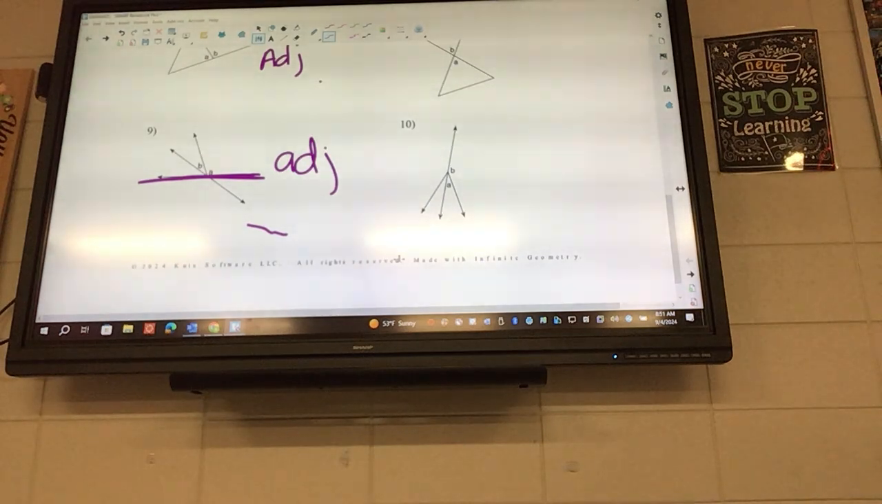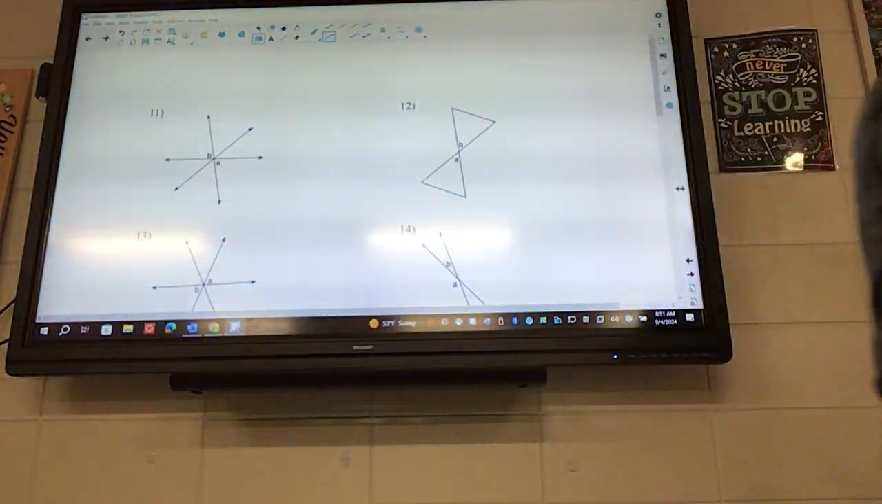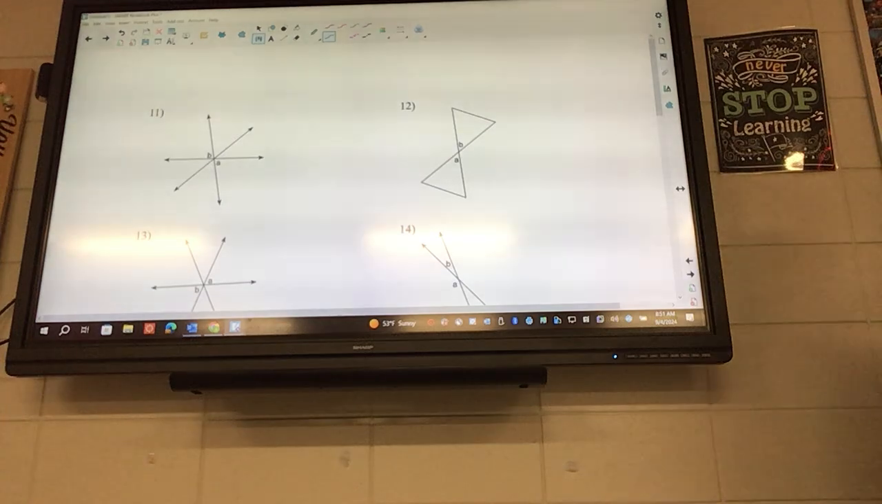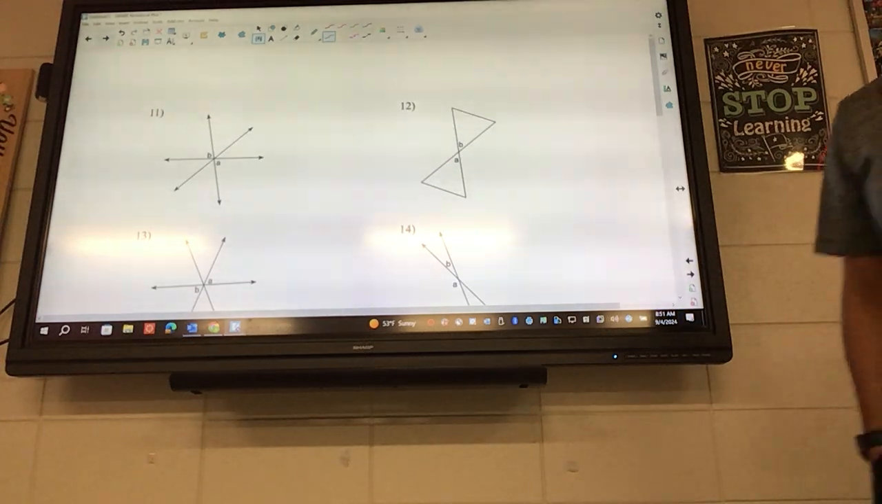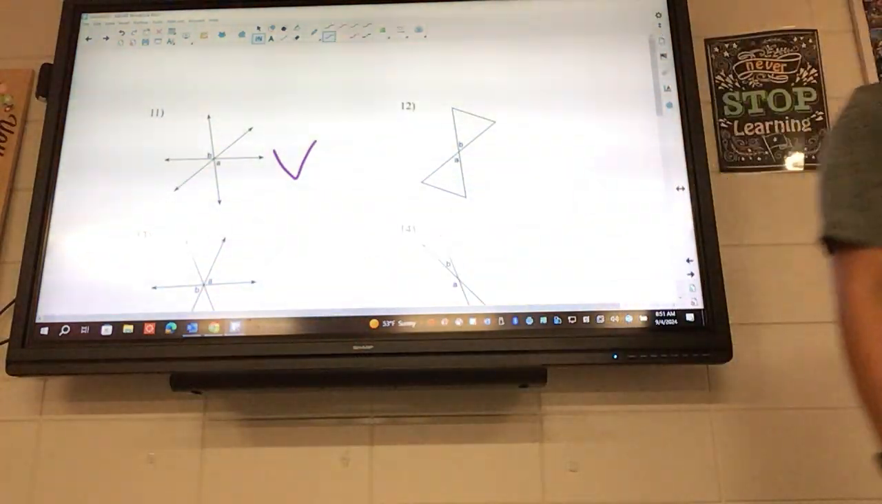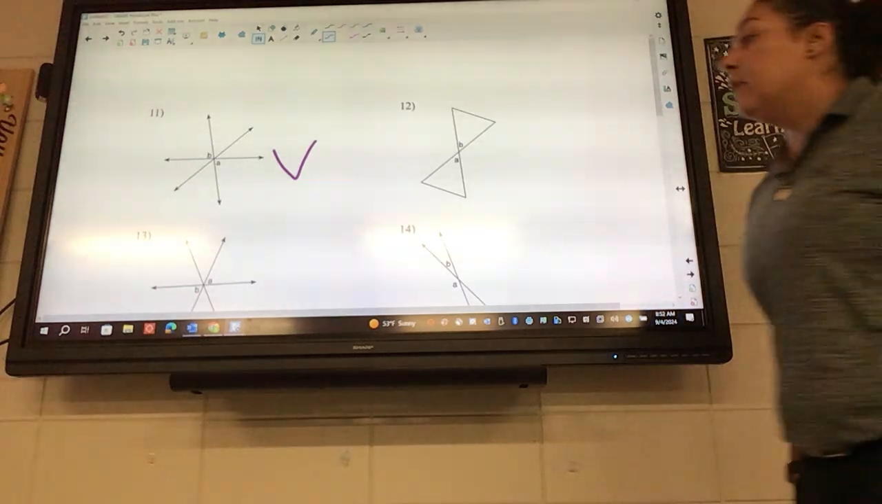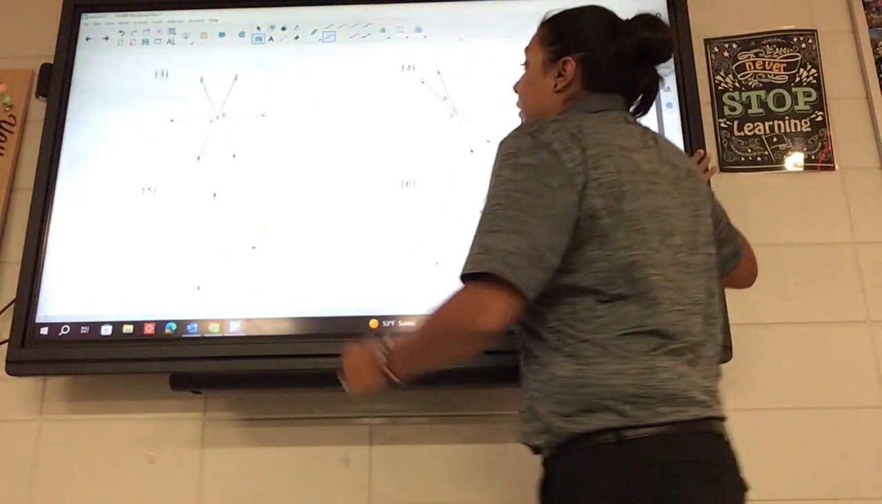Okay, look at 11. Are A and B right next to each other? No, so then what does it have to be? It's got to be vertical. 13, are A and B right next to each other? No, so then what does it have to be? Vertical.